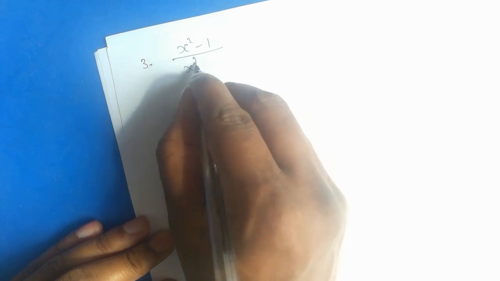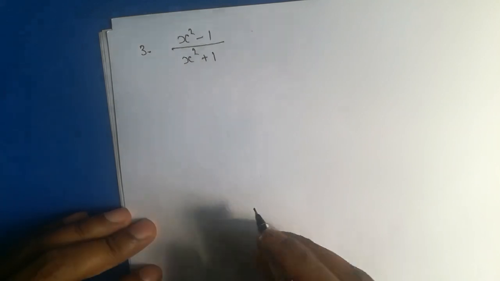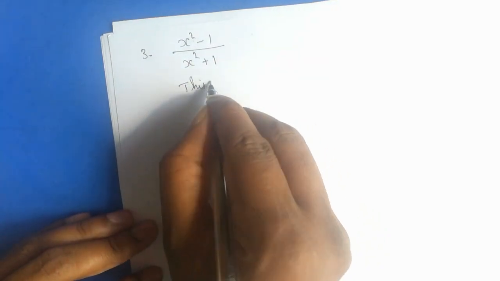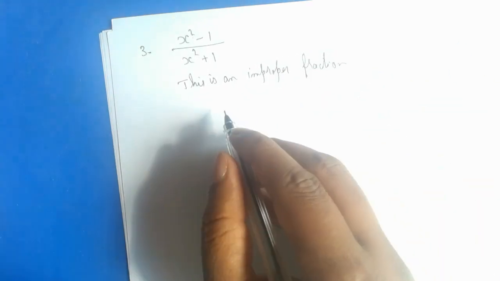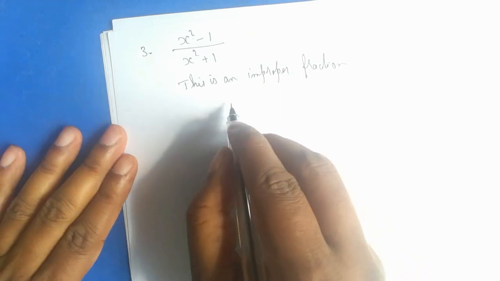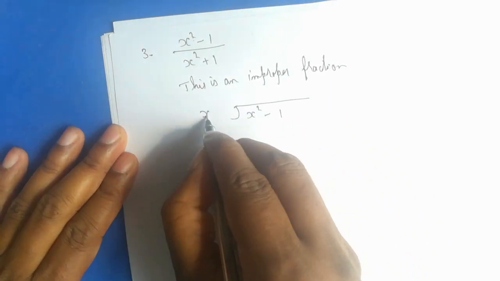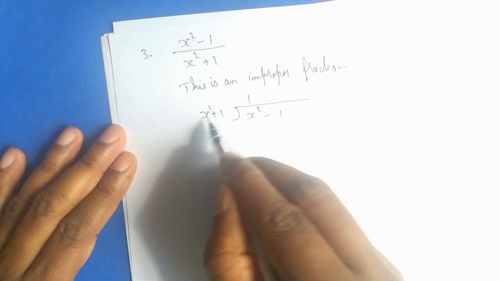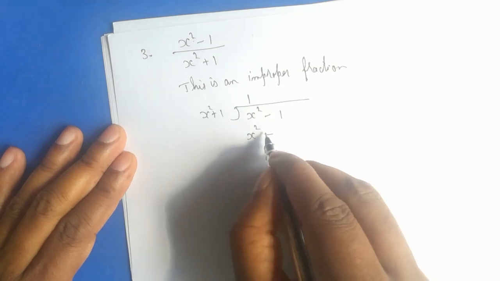Now let us solve the third problem. X square minus 1 divided by x square plus 1. This is improper because both the powers are the same. Here degree is 2, here also degree is 2. This is an improper fraction. So like previous case, we will divide this. X square minus 1, x square plus 1. Some term, if you multiply, we should get x square. So we'll take 1. 1 into x square is x square. X square plus 1.